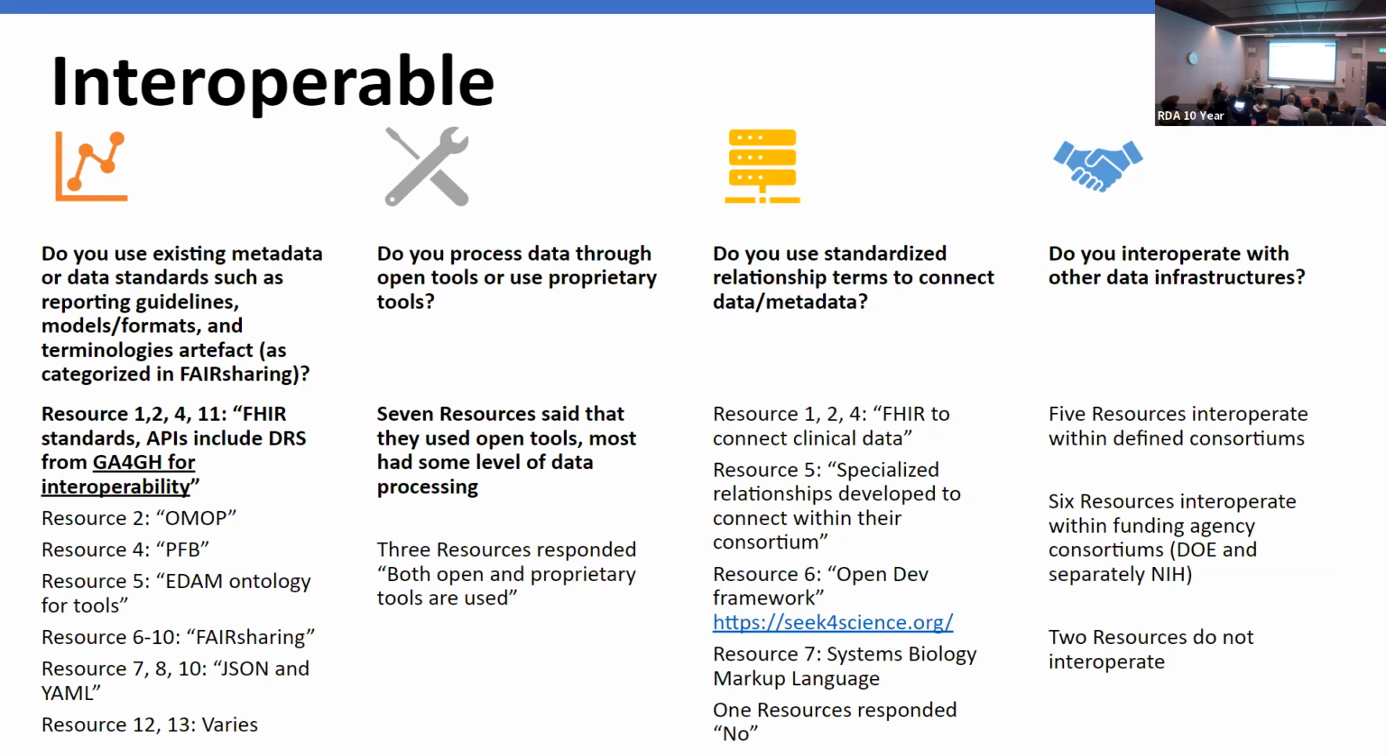And then we asked, do you actually interoperate with anybody? Do you have an actual resource consortium that is forming some kind of federated and interoperable activity? Five of them, yes, within their defined consortium. So Elixir, for example, or our NIH Cloud Interoperability Program. Six resources do interoperate within a particular funding agency, and then two do not interoperate. So what I think is really a good takeaway message is that there's a desire to create something that's much greater than just any one resource by creating some interoperable standards and then working towards that interoperable goal. So I think that we are moving as a community into this space.